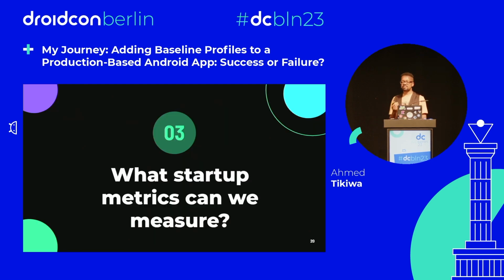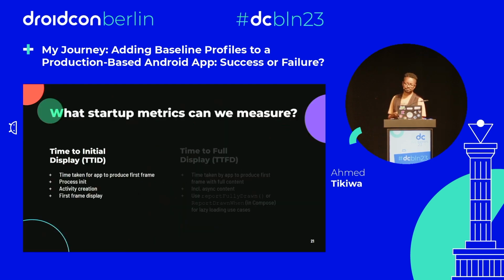So, what startup metrics can we actually measure? The first startup metric that we can measure is called time to initial display, which is basically a metric that measures the time it takes for an application to produce its first frame. Also, it includes the process init, which is part of the cold start. It includes the activity creation, which is also part of a cold or warm start, and then displaying of the first frame.